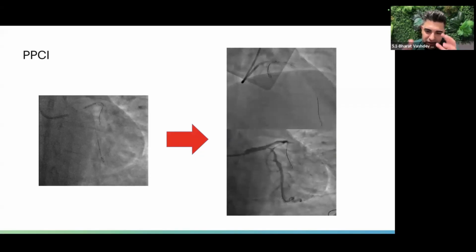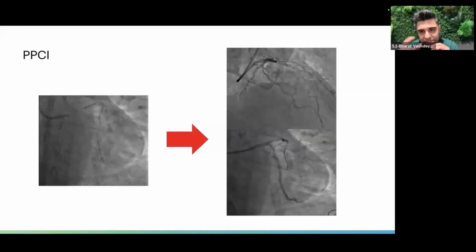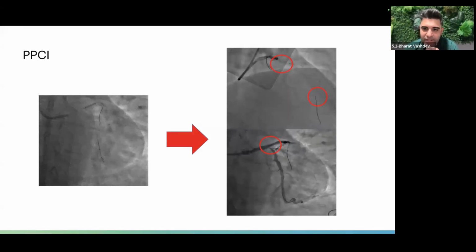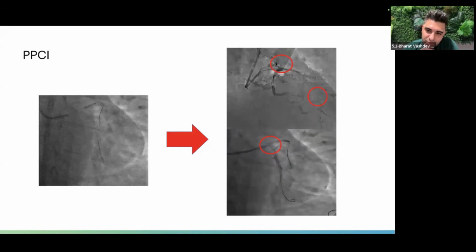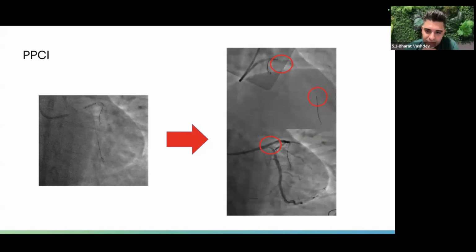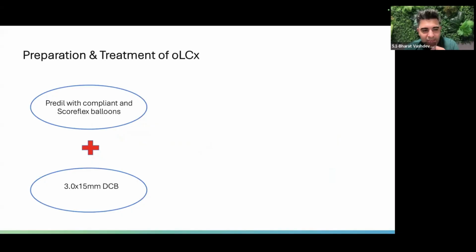But usually there is a lesion in the distal LAD. There is a lesion there, which is why I circled that as well. So maybe the LAD graft, they'll probably have to place it quite distally. But we decided to just take a hybrid approach.